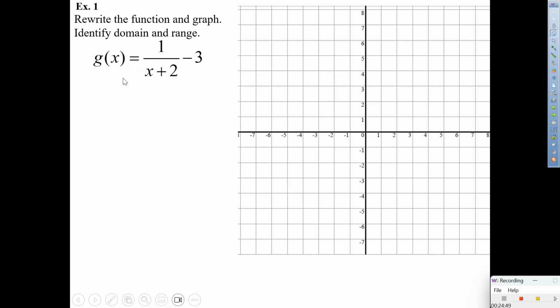Example 1Q, g of x equals 1 over x minus 6 minus 5. Do that one by yourself. Remember, start with f of x and then move to that. Go.